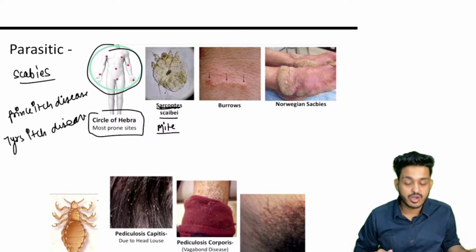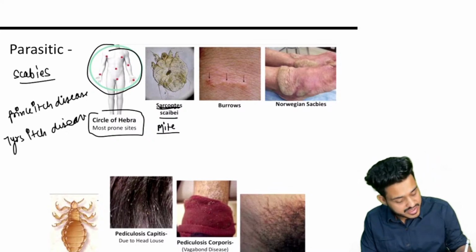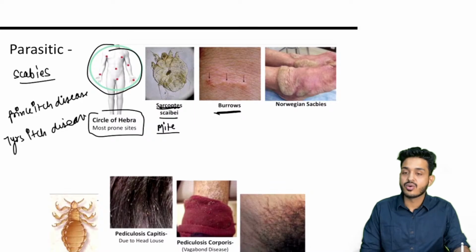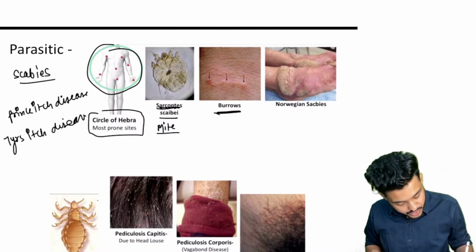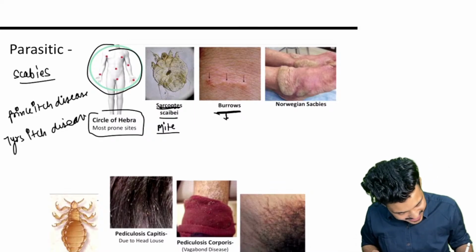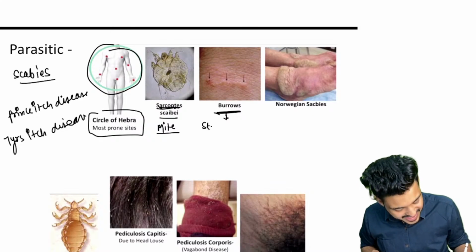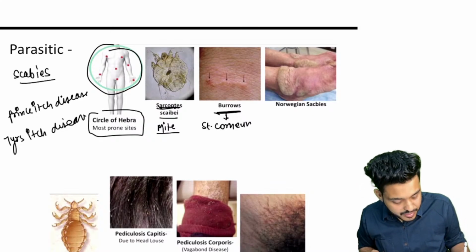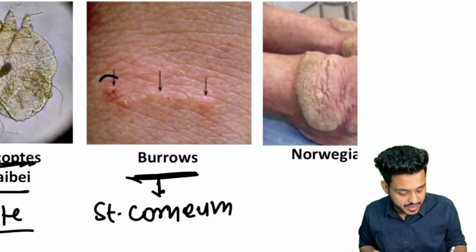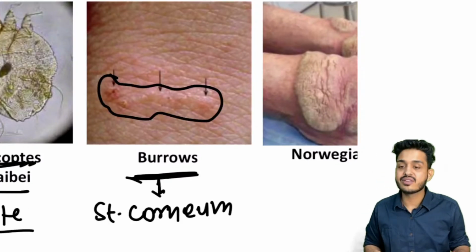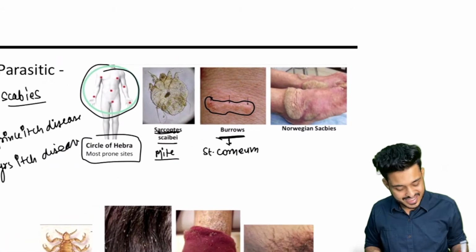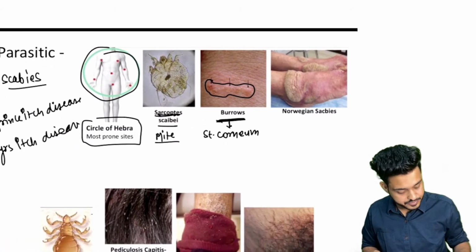Okay, and what are the characteristic findings that you will see? Burrows. Okay, यहाँ पर क्या देखने को मिलेगा आपको, you will be seeing burrows, and these burrows are present in the stratum corneum. In the stratum corneum you will be seeing these burrows. Okay, इनके अंदर क्या होता है, there will be scabies mite.